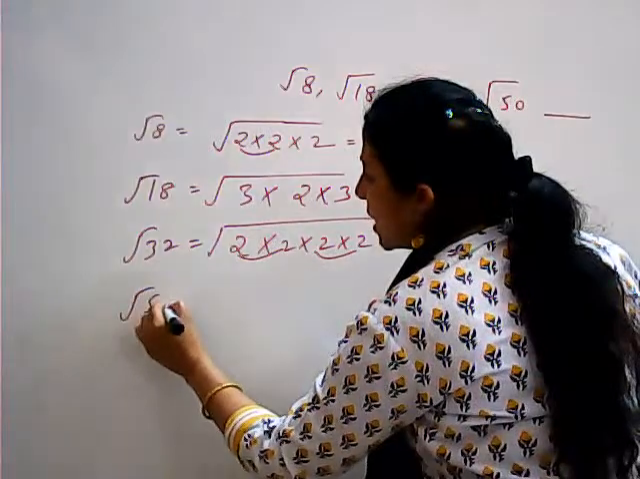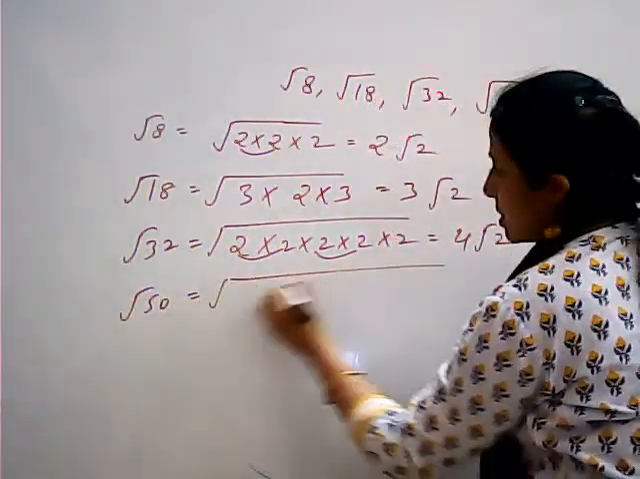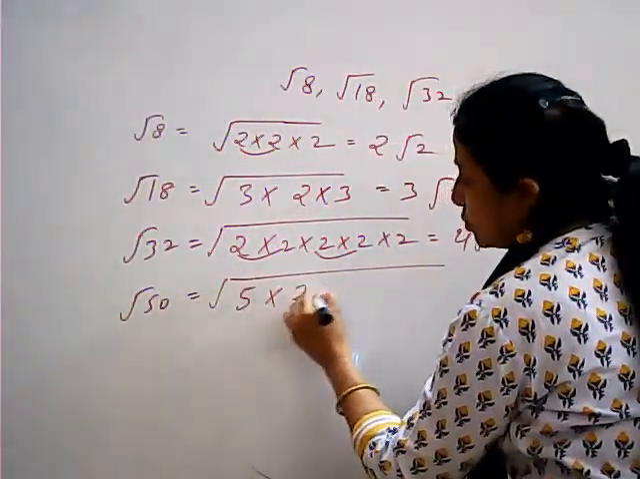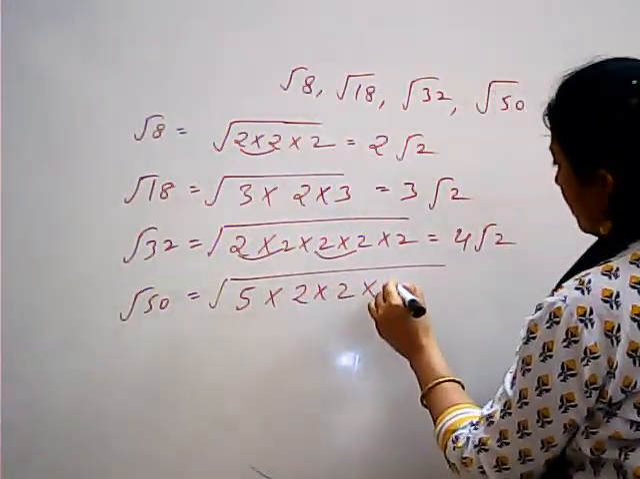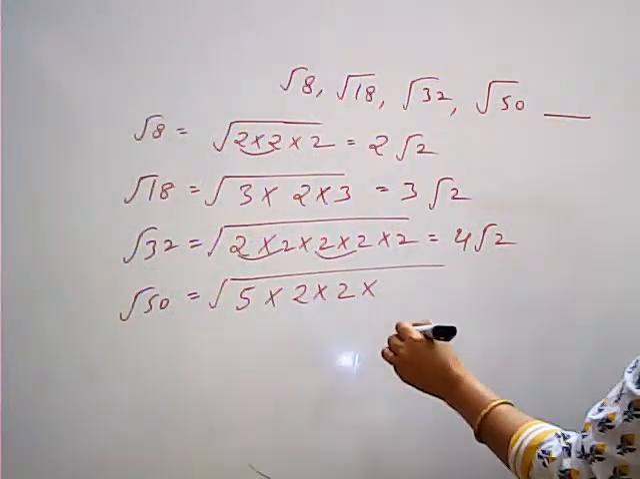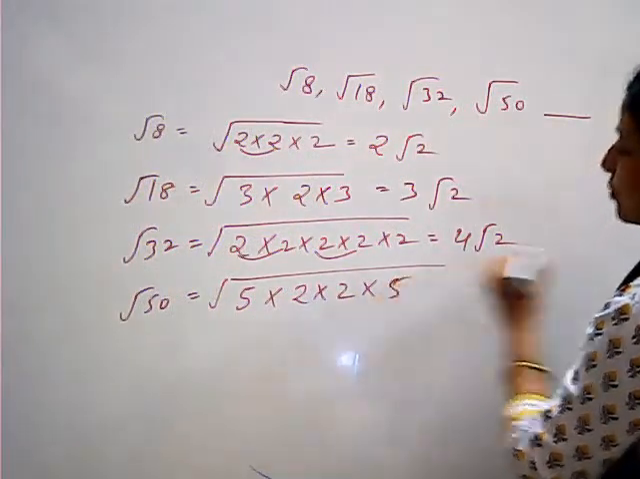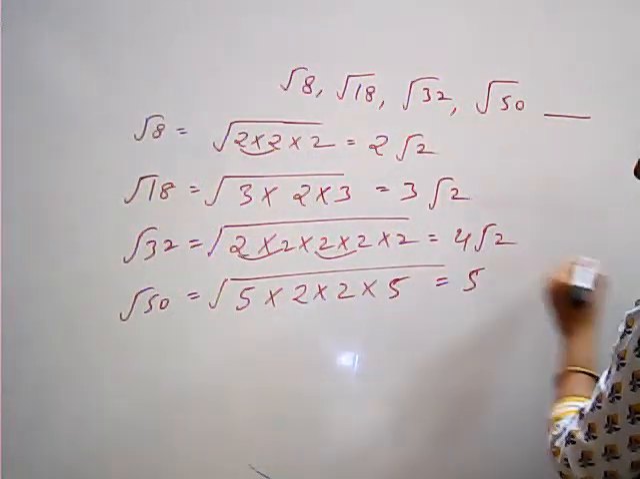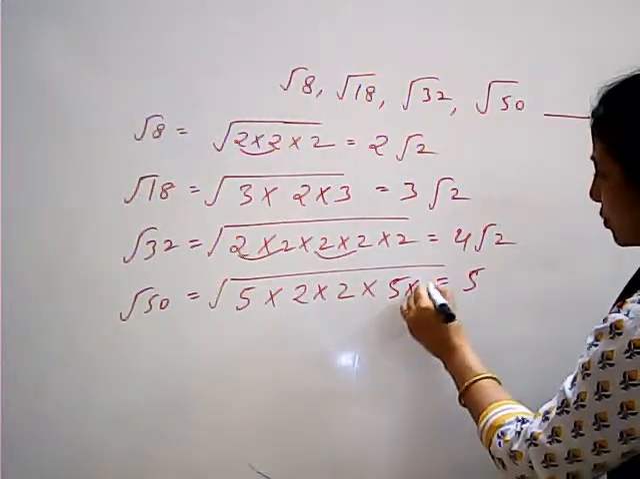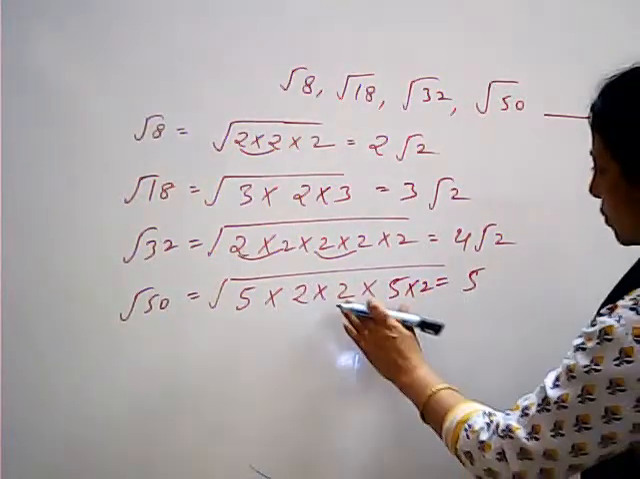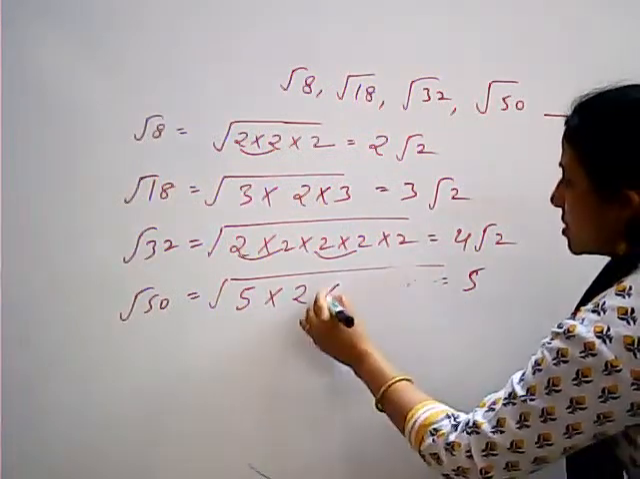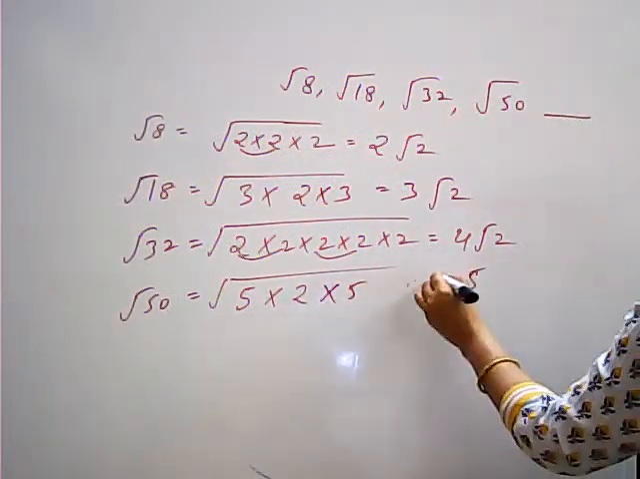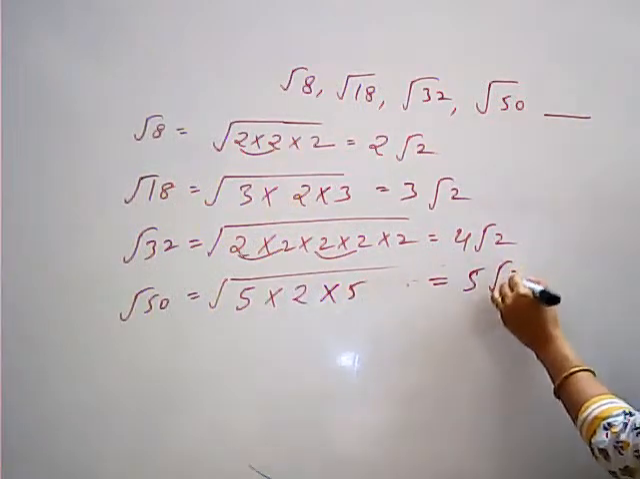And after that, 50. So this is 5 multiplied by 2 into 2 into 5. So you can write 5 into 2 is also there. Only one 2 is there. Yes. So this is the split of this. So 5 under root 2.